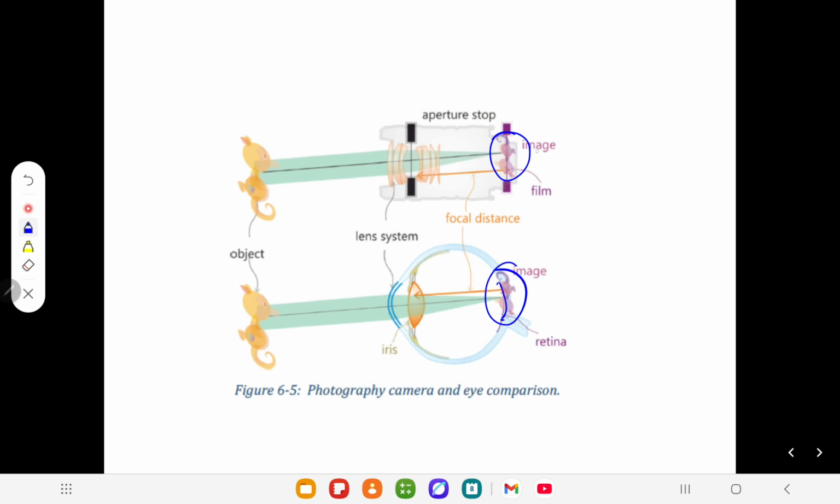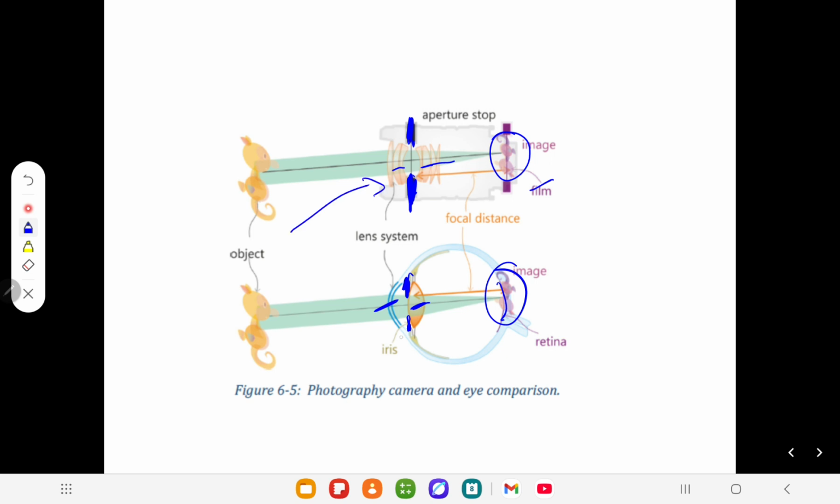So we see a similar type of image, which is an inverted real image, on the retina in the eye and on the photographic film in the camera. The aperture stop lies in the camera, and here our iris is the aperture stop. In a camera there are optical elements, 1, 2, 3, 4, 5, 6, a lot of lenses, and here the optical system is one cornea and one lens, and accommodation in a camera is a shift of these lenses.